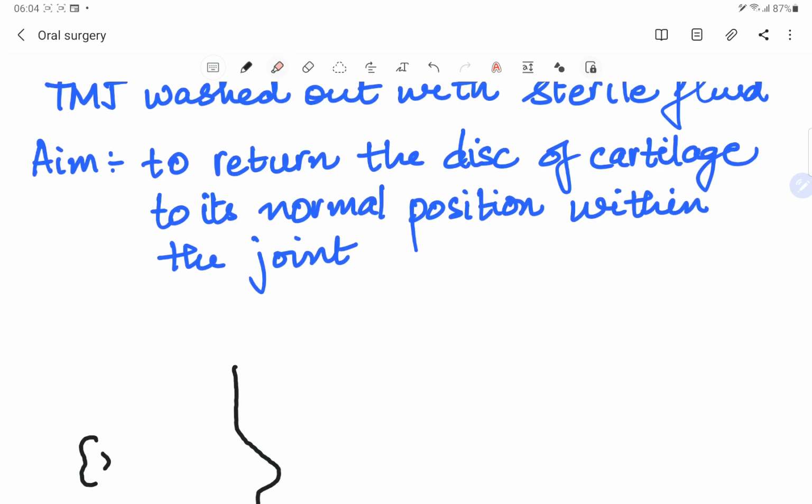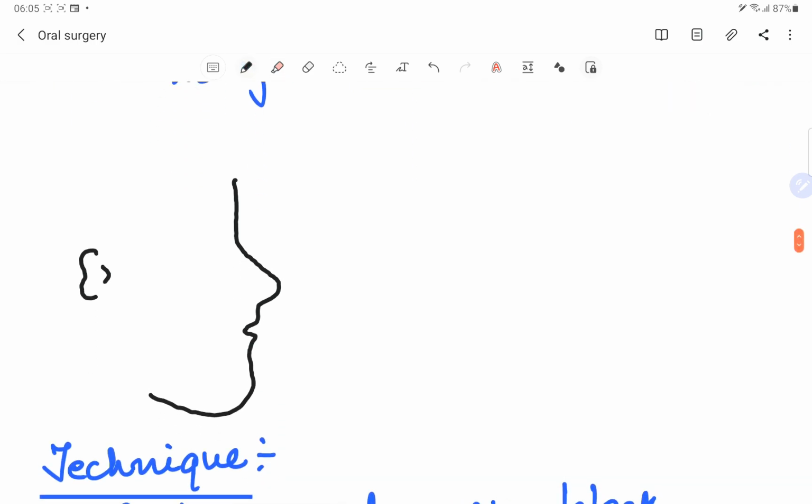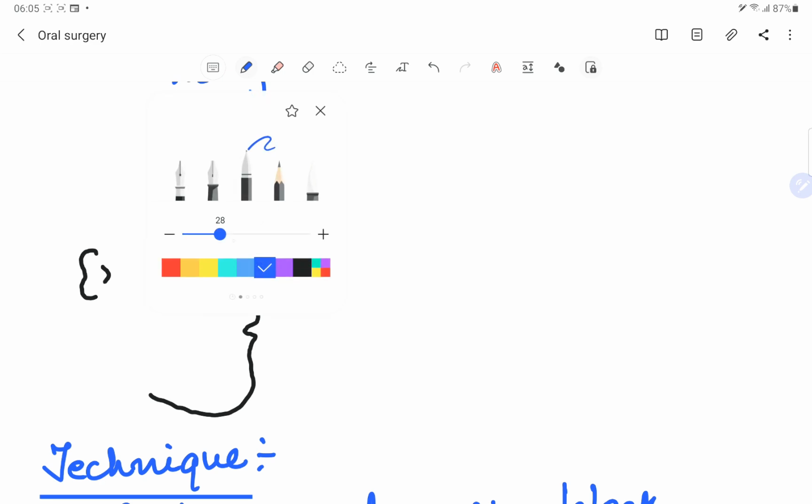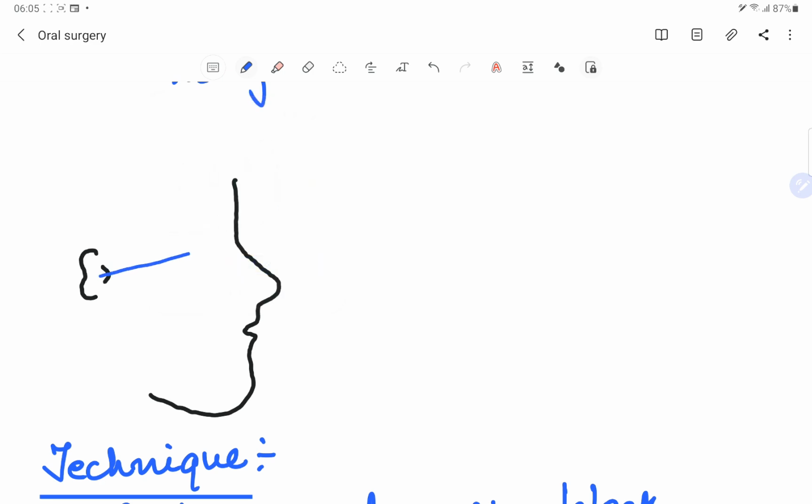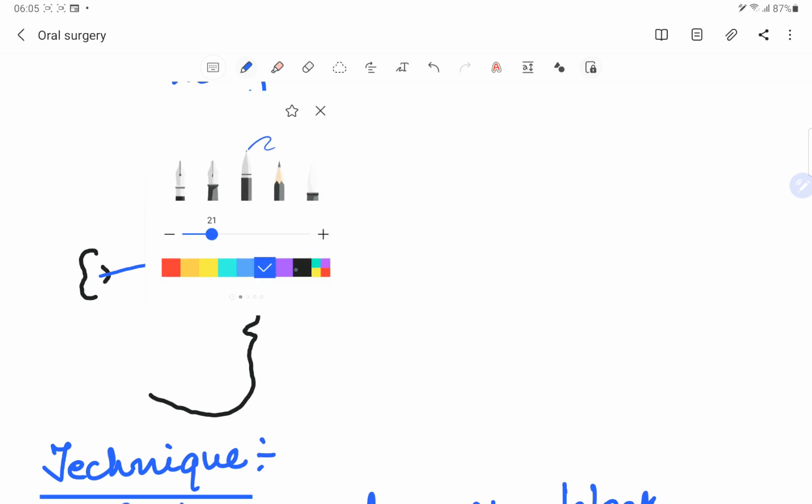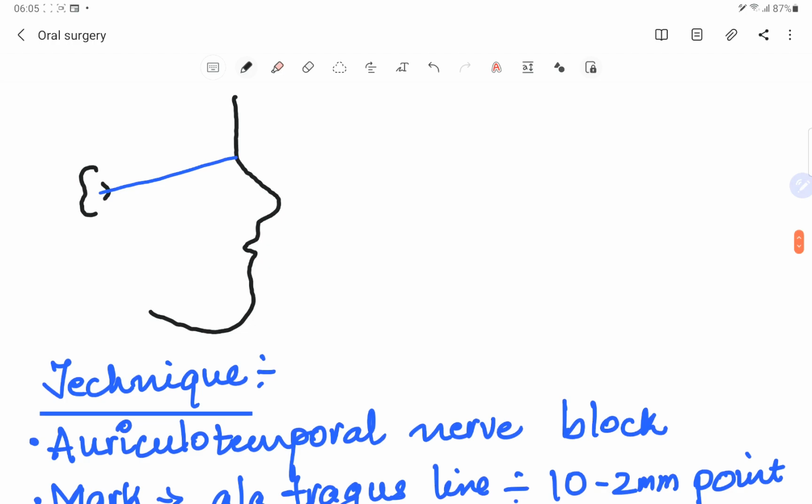So what do we do in the arthroscopic technique? We are going to visualize the joint structure, and we place the arthroscope at the maximum depth we can take, and then gradually we start withdrawing. So we mark the ala-tragus line in the patient, then we go 10 millimeters ahead of this, and 2 millimeters down below. So this is the point which we use for the arthrocentesis.